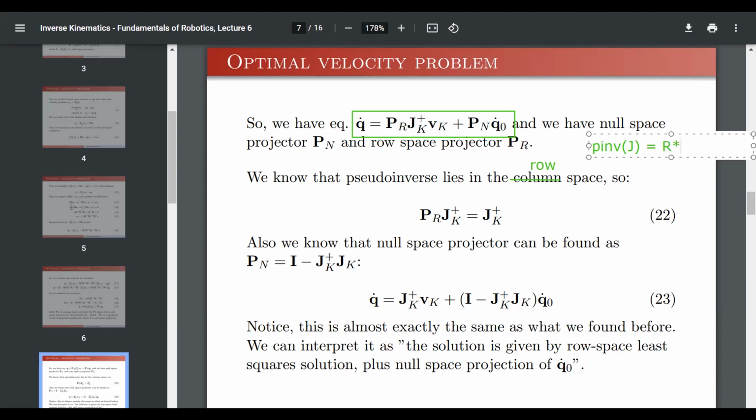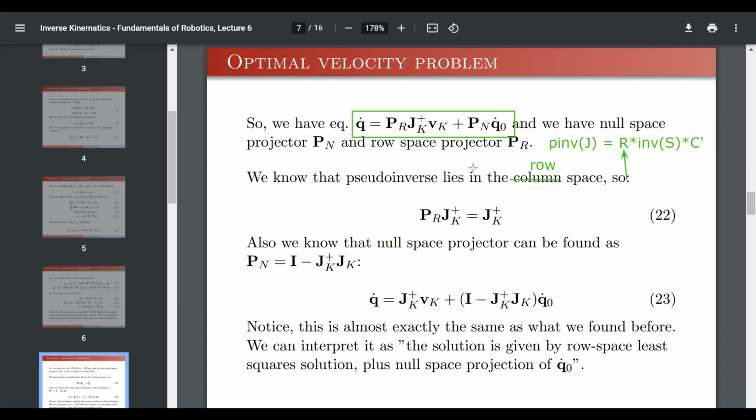row space times inverse of sigma times column space transposed. So the pseudo inverse of J would be equal to row space times inverse of singular values times column space transposed. What is important for us is that the output is a row space. So the output lies in the columns of the row space. Okay, so this just comes from understanding how the pseudo inverse is computed.